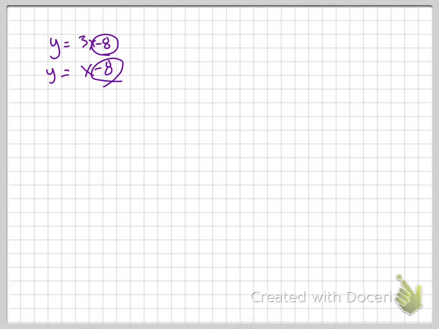Okay, what happens if I give you something like this? What happens if I give you x plus 2y equals 6 and 2x plus y equals 9? See if you can solve that, please. Here we go.